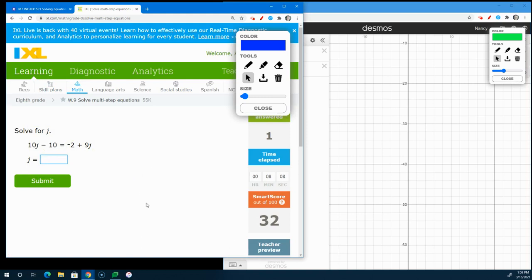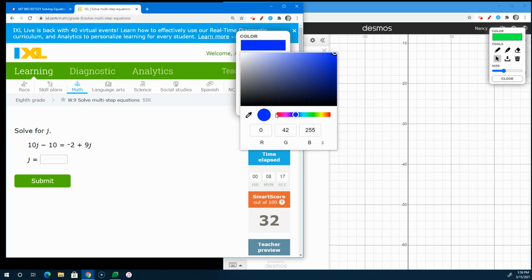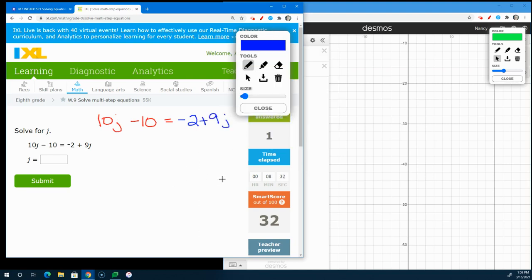Okay, on this one, I have, so let's see, 10j minus 10. We'll do this side in red. 10j minus 10 equals, and then my blue side, negative 2 plus 9j. You could go ahead and change the variable here if you wanted to. You can go ahead and change it to the x here. Okay, so I don't have anything to simplify. My red side is simplified. My blue side is simplified.